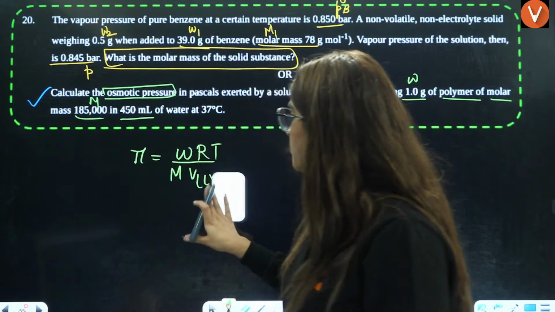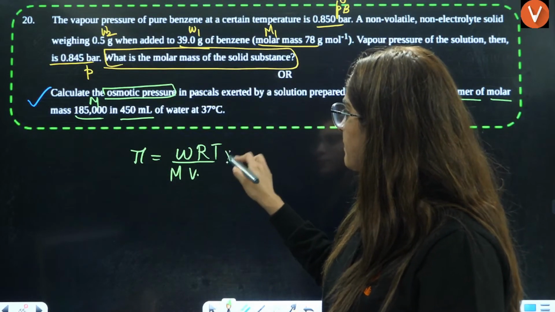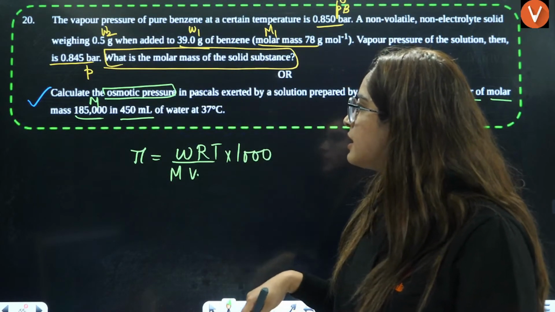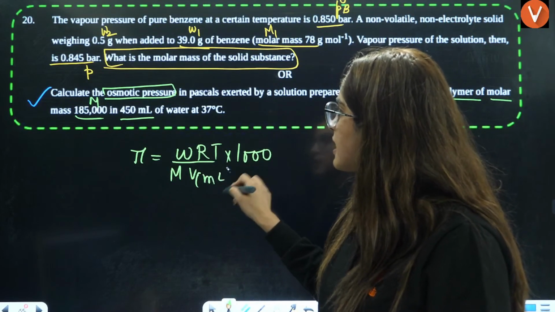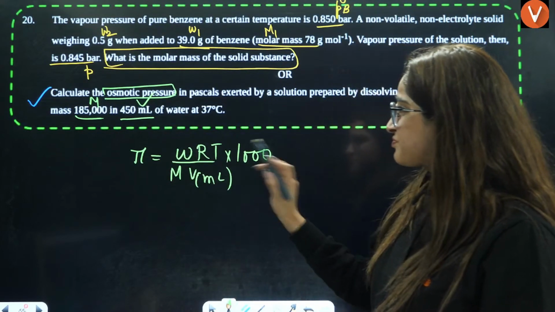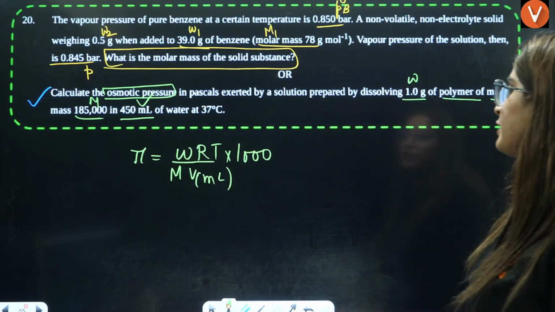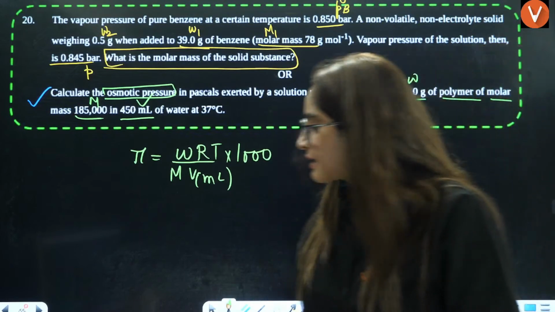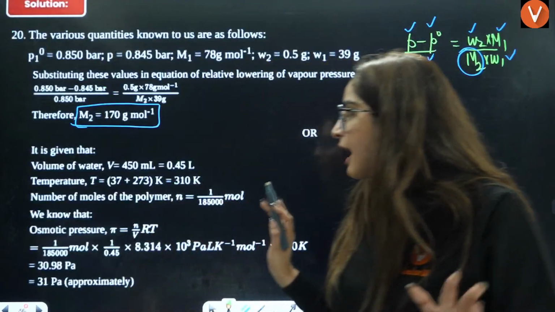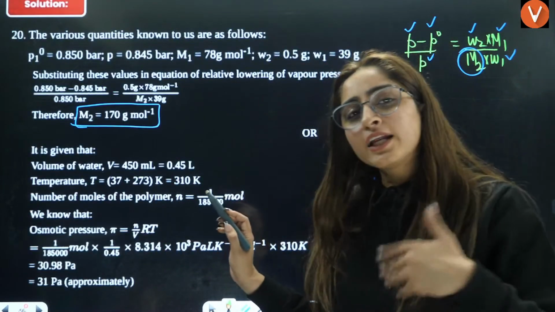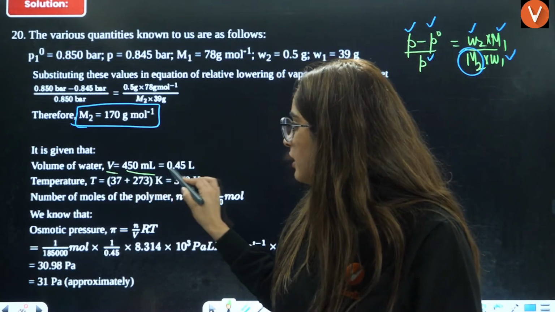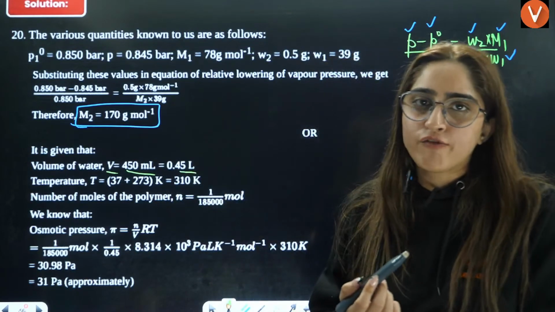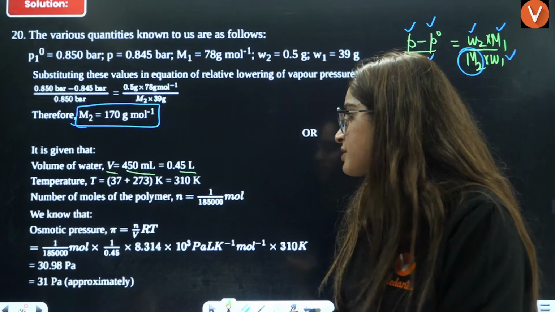If you put this in milliliters, then this will be multiplied by 1000 over here, right? This is also given to you. R value you already know, right? And temperature is also given to you, that is 37 degrees Celsius. So you just have to put the values here. Either you can convert the volume in liters, or you can just multiply that formula with 1000. That is totally your choice, right?